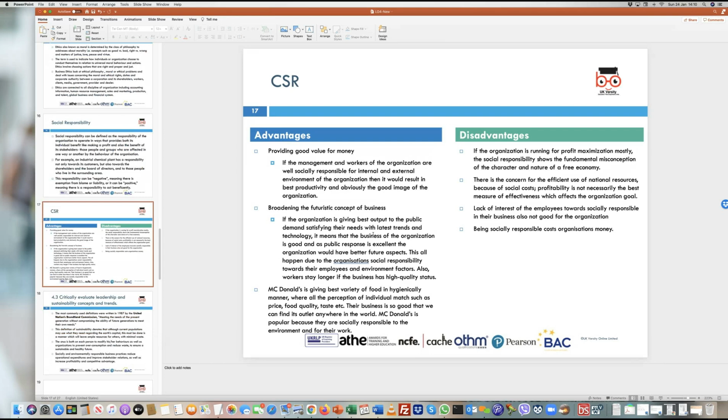So sometimes when the company is following corporate social responsibility, it provides good value for money for its products and services, because management and workers are working together, ensuring that they are socially responsible towards the environment, and this creates a good image of the organization in consumers' minds. The other aspect could be that this allows the organization to broaden its future aspects for the business.